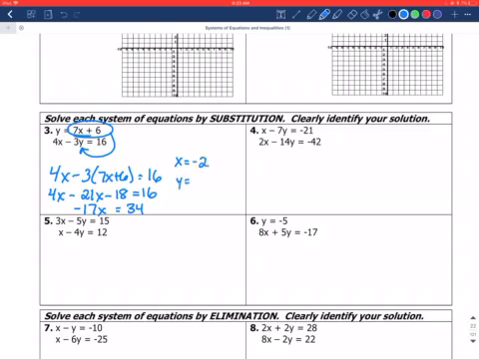Then I take that negative 2 and plug it in for y. Negative 14 plus 6, and that will be negative 8. So our answer here is negative 2, negative 8.